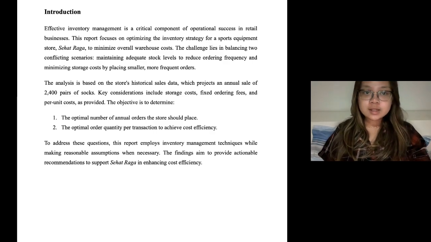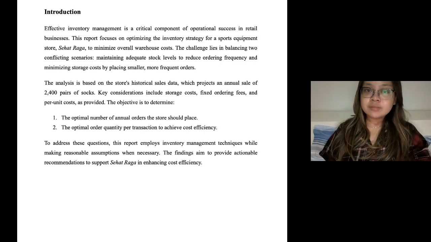Before we begin, let us introduce ourselves. My name is Ghea, and I'm joined by my team members, Zia, Muumtaz, Mia, and Fathia. Together, we have worked to analyze and solve this problem to determine the most efficient inventory strategy for minimizing cost. By the end of this presentation, we hope to provide clear insights into how we approach and solve this problem.